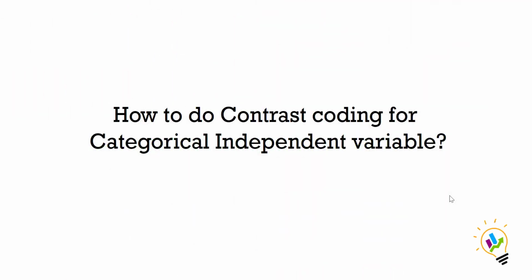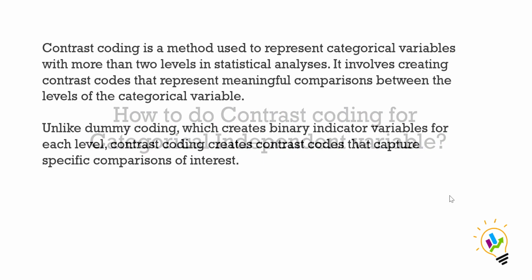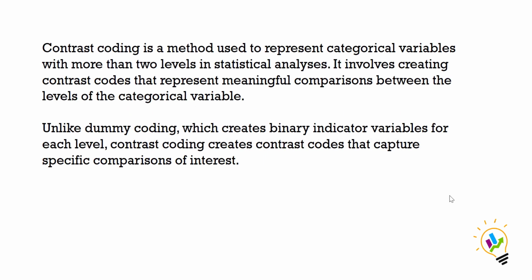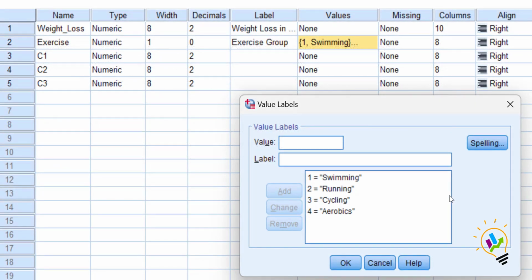How to do contrast coding for a categorical independent variable. Contrast coding is a method used to represent categorical variables with more than two levels in statistical analysis. It involves creating contrast codes that represent meaningful comparisons between the levels of the categorical variable. Unlike dummy coding, which creates binary indicator variables for each level, contrast coding creates contrast codes that capture the specific comparison of interest.